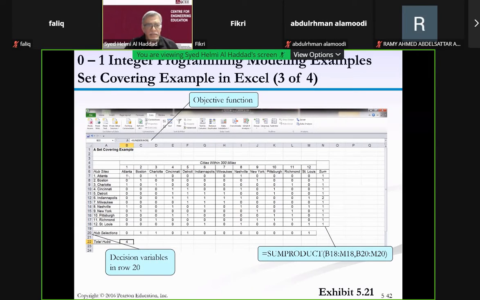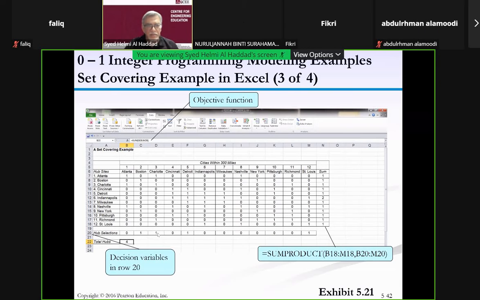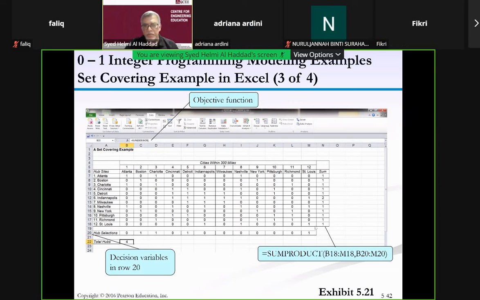Okay, Atlanta, there is no selection. Okay, Boston, we have 1. Charlotte, we have 1. Detroit, and also St. Louis. The rest are not. So total hub is 4. Okay, so based on this problem.